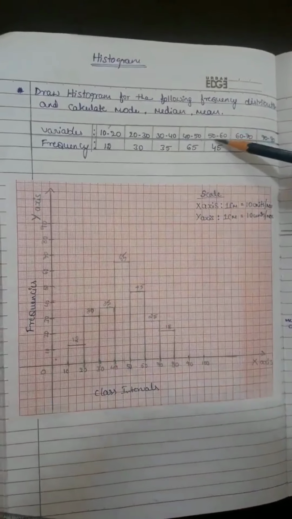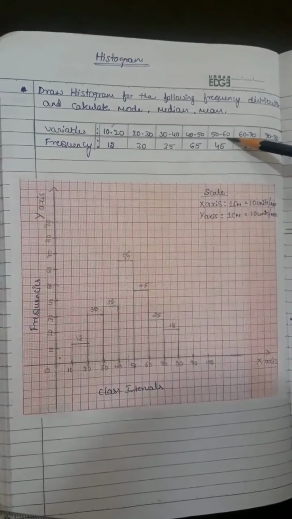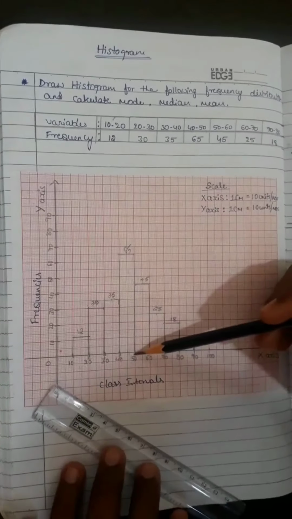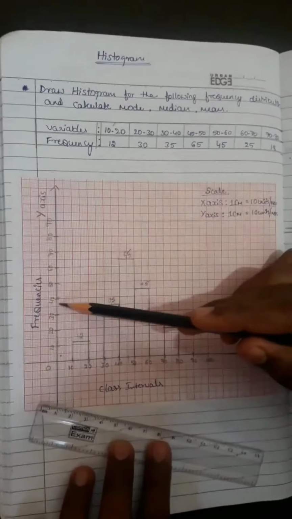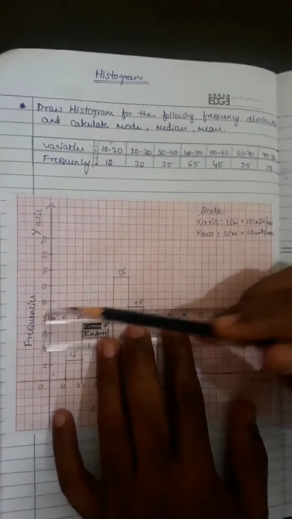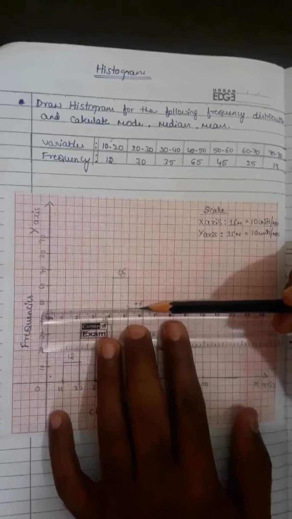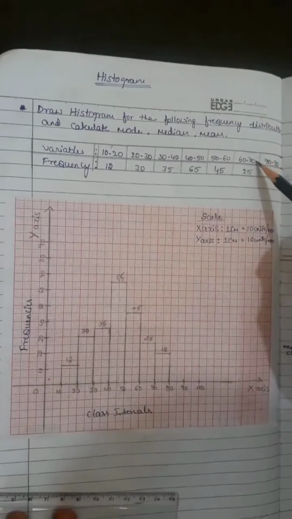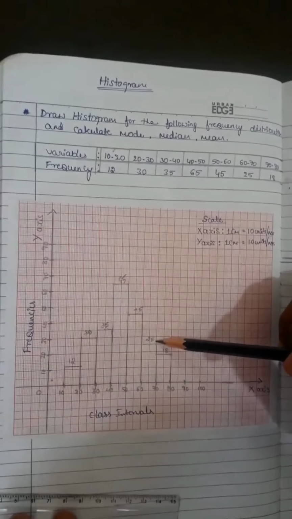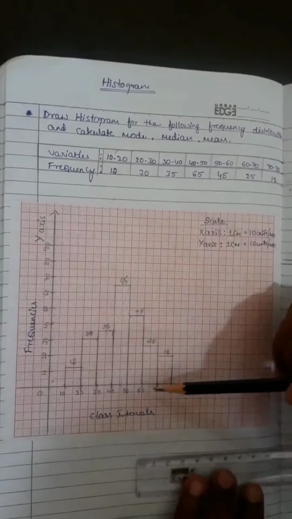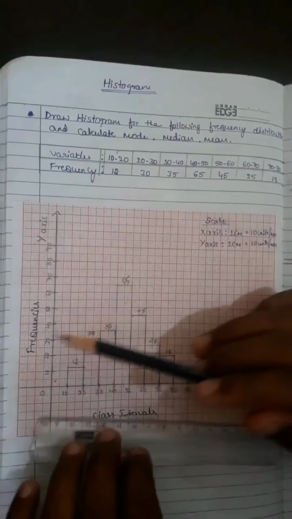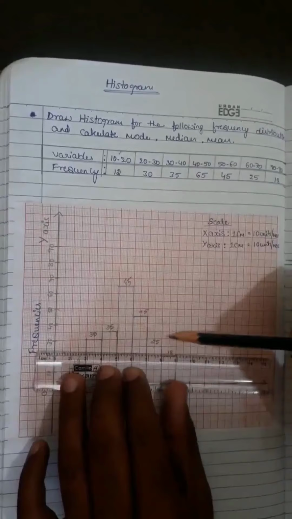Next, 50 to 60, 45. So 45 almost comes here. Next, 60 to 70, 25. 25 almost comes here.